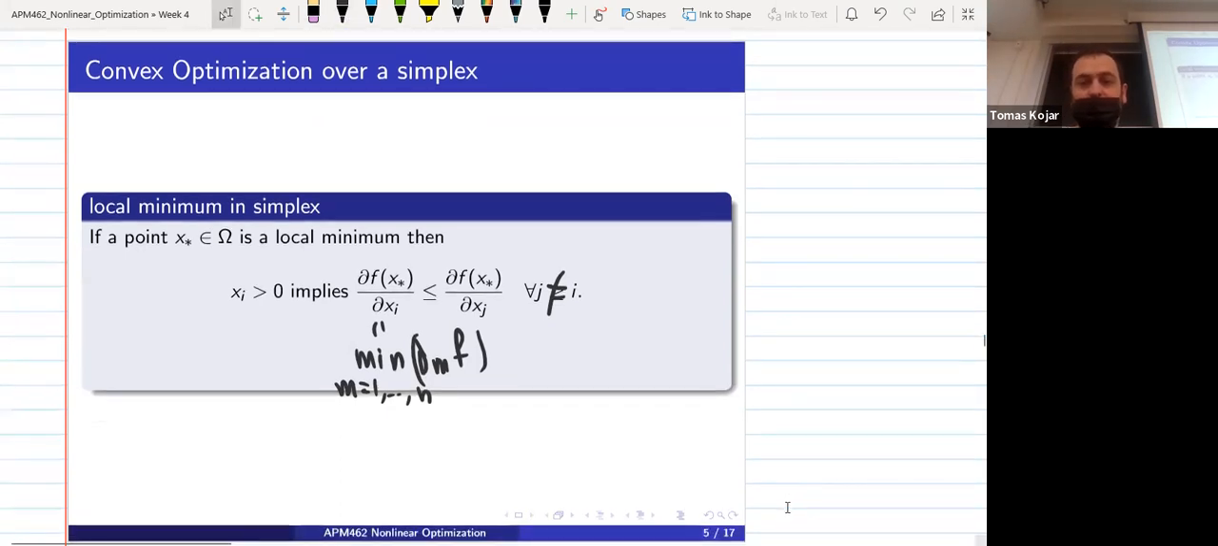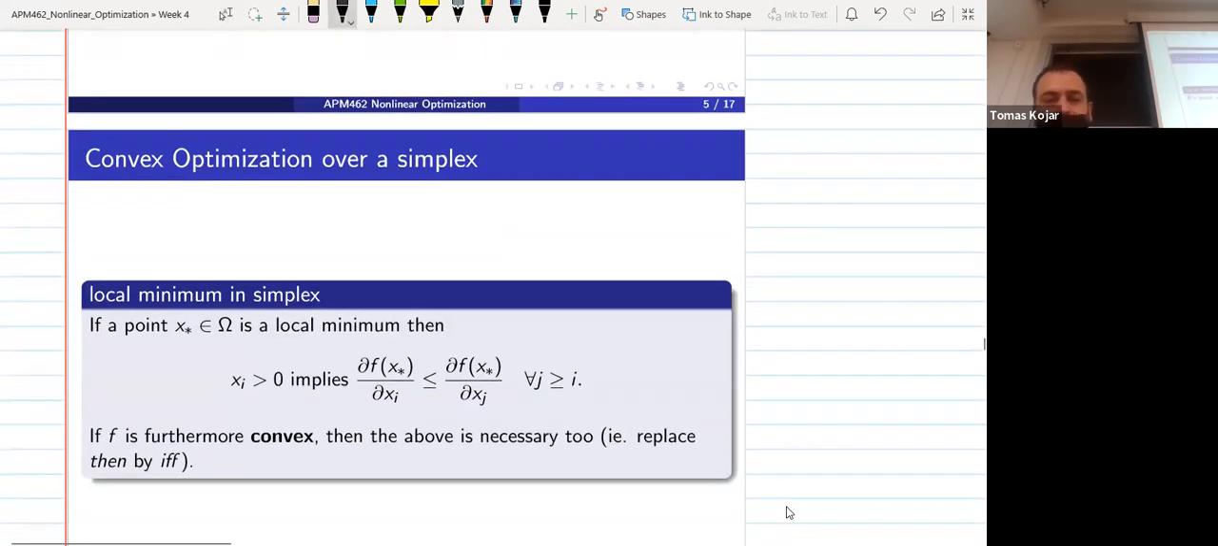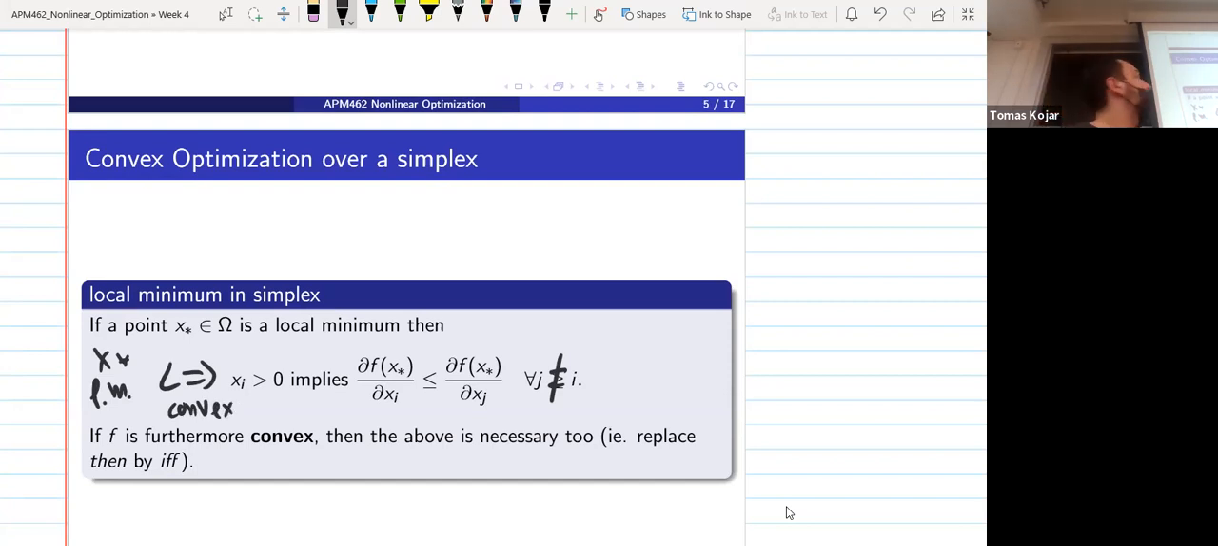But now if f is convex, it works both ways. This is true if and only if this is a local min, when f is convex. You can go both ways, and that's very nice because it tells you that if you want to prove that a point is a local min, just compute all the partials and compare them. You'll see it in the homework question. Some people already did this.